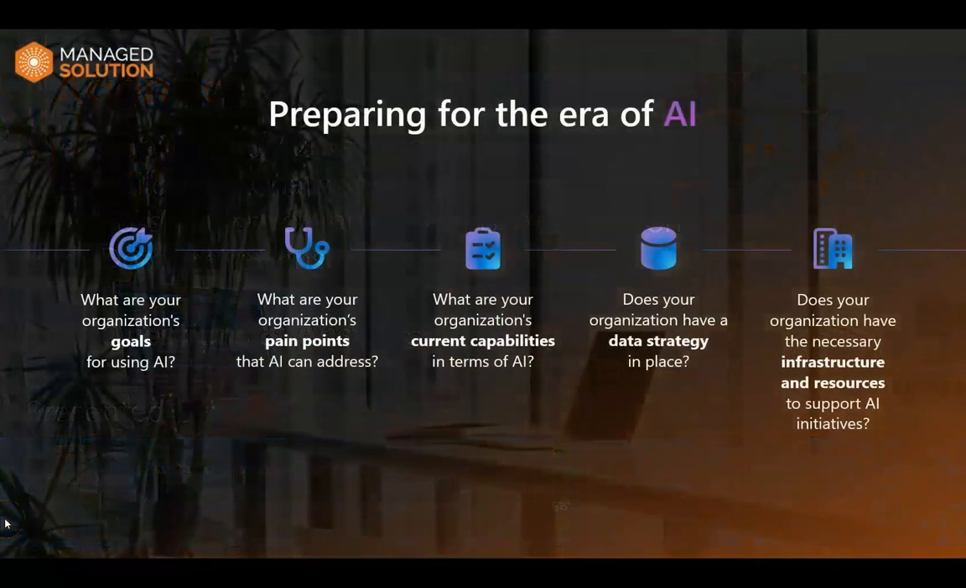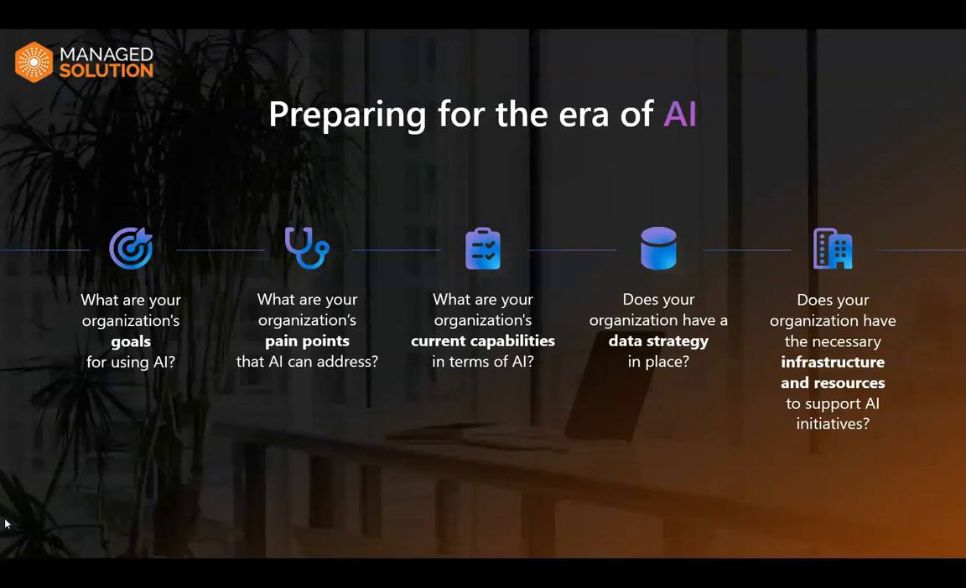Before we dive deep into our presentation here, let's take a step back, because the first thing that lots of our customers ask for is, I want AI. What does that mean? Well, it can mean lots of things, but we have to actually take a step back and understand, first off, what are your organization's goals for using AI? What are those business outcomes? What are you trying to achieve there?